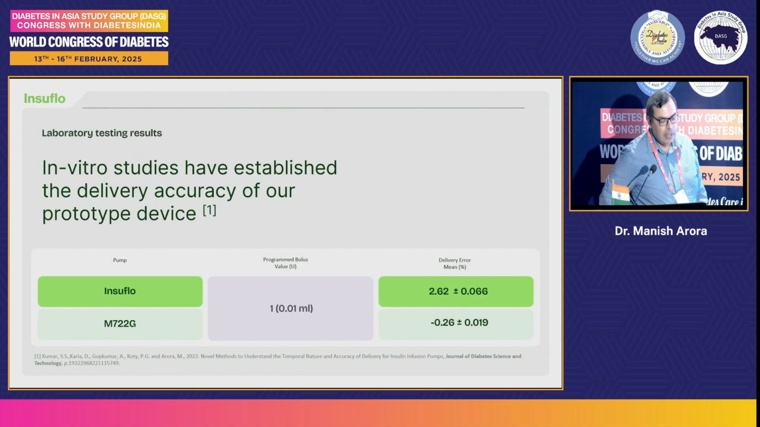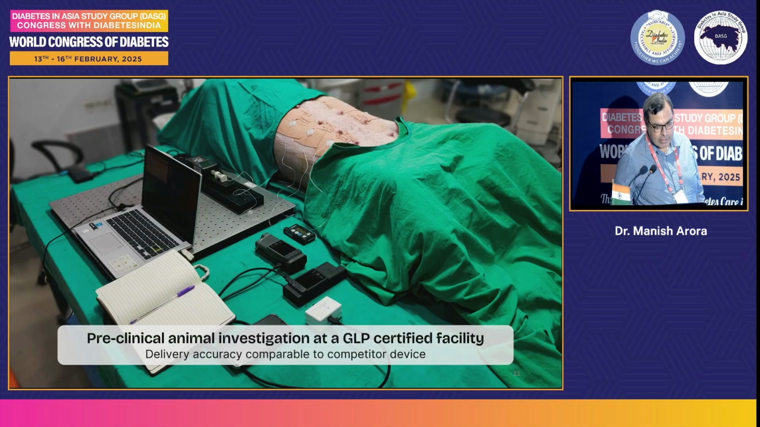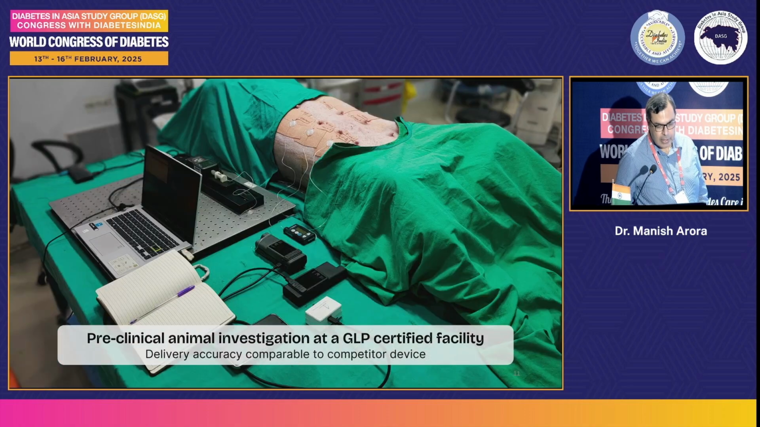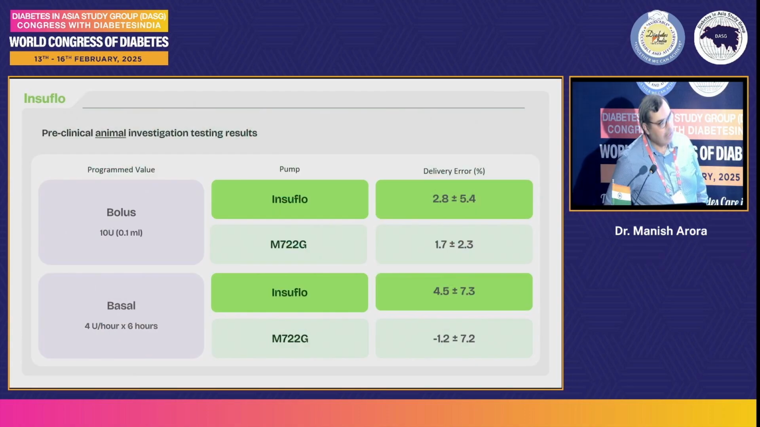And we have done lots of studies in the lab for that. This is the earlier work done for validating the preclinical, in the lab, delivery accuracy testing. We are within 5%, which is an acceptable range for clinical delivery. This is the bolus delivery accuracy test done in the lab, but we're not stopping at that. We have looked at animal investigations as well. At the GLP certified lab, basal and bolus delivery accuracy from this pump were tested. We found them to be suitable for usage further. I'll show you some data going forward as well.